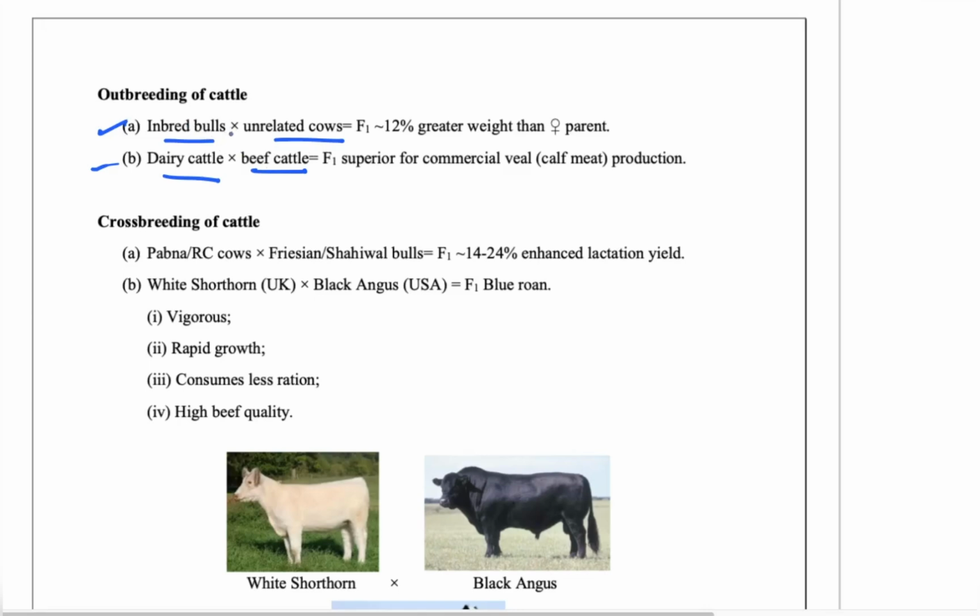So first, a cross between the unrelated cows and the inbred bull. The F1 progeny has 12% greater weight than the female parent. So they are going to have much more weight. And if you outbreed dairy cattle and beef cattle, the F1 is superior for commercial veal, that is the calf meat production, right?